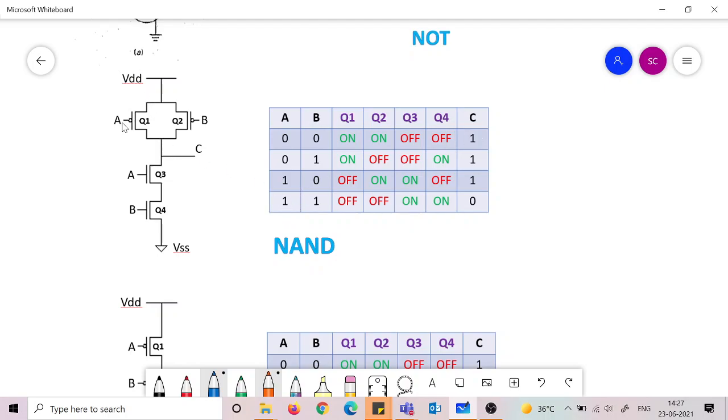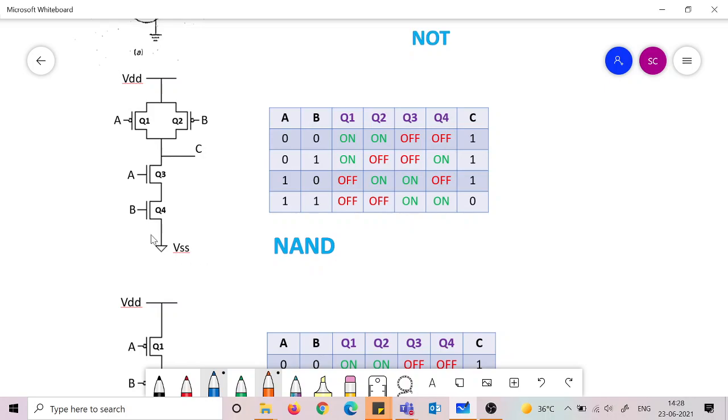When both A and B are 1, then both Q1 and Q2 are off now, because these are bubbled. So Q1 and Q2 are off when A and B are high voltage, and both Q3 and Q4 are on. So this ground comes up to C, and hence C becomes 0. So just looking at these and observing this a bit helps you understand how these circuits get constructed.